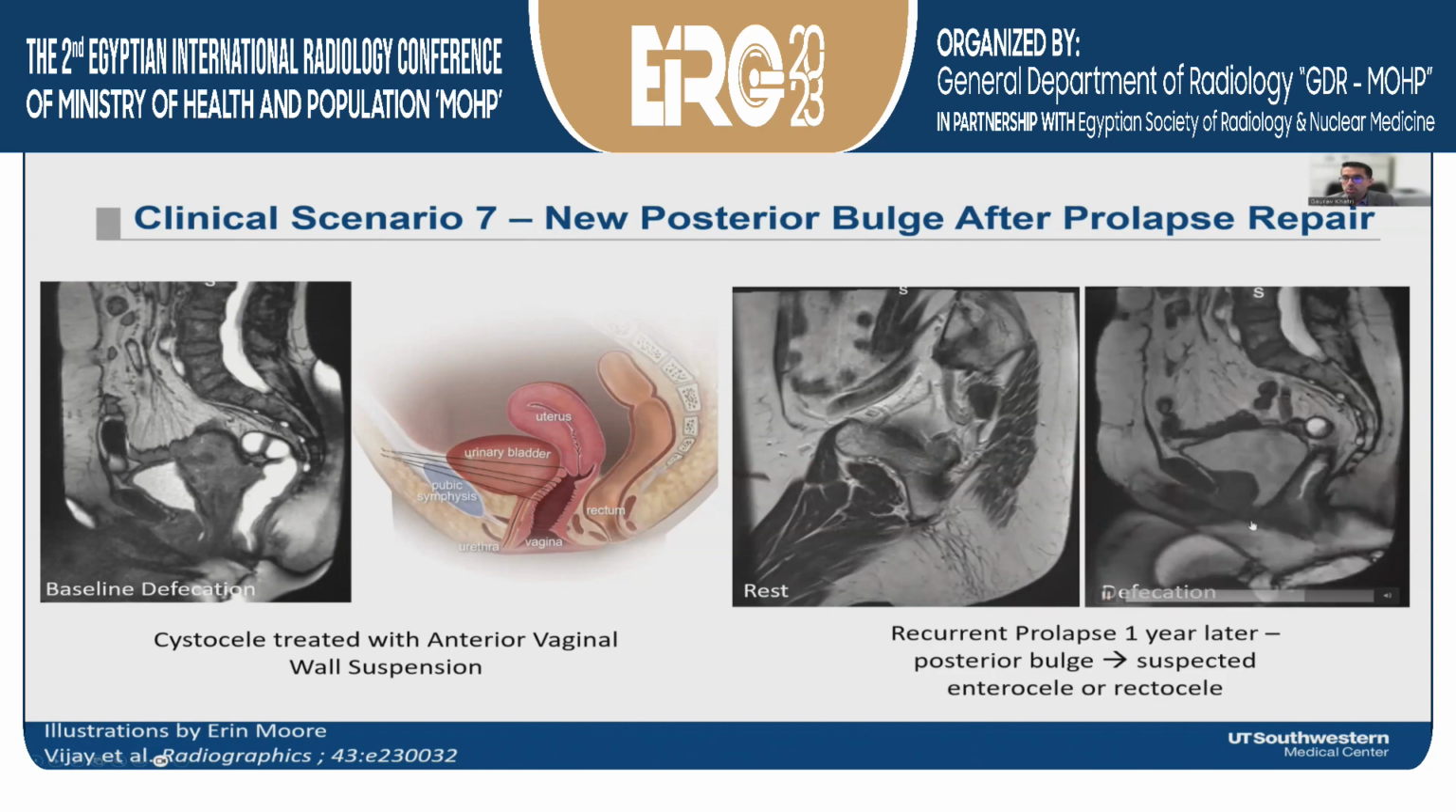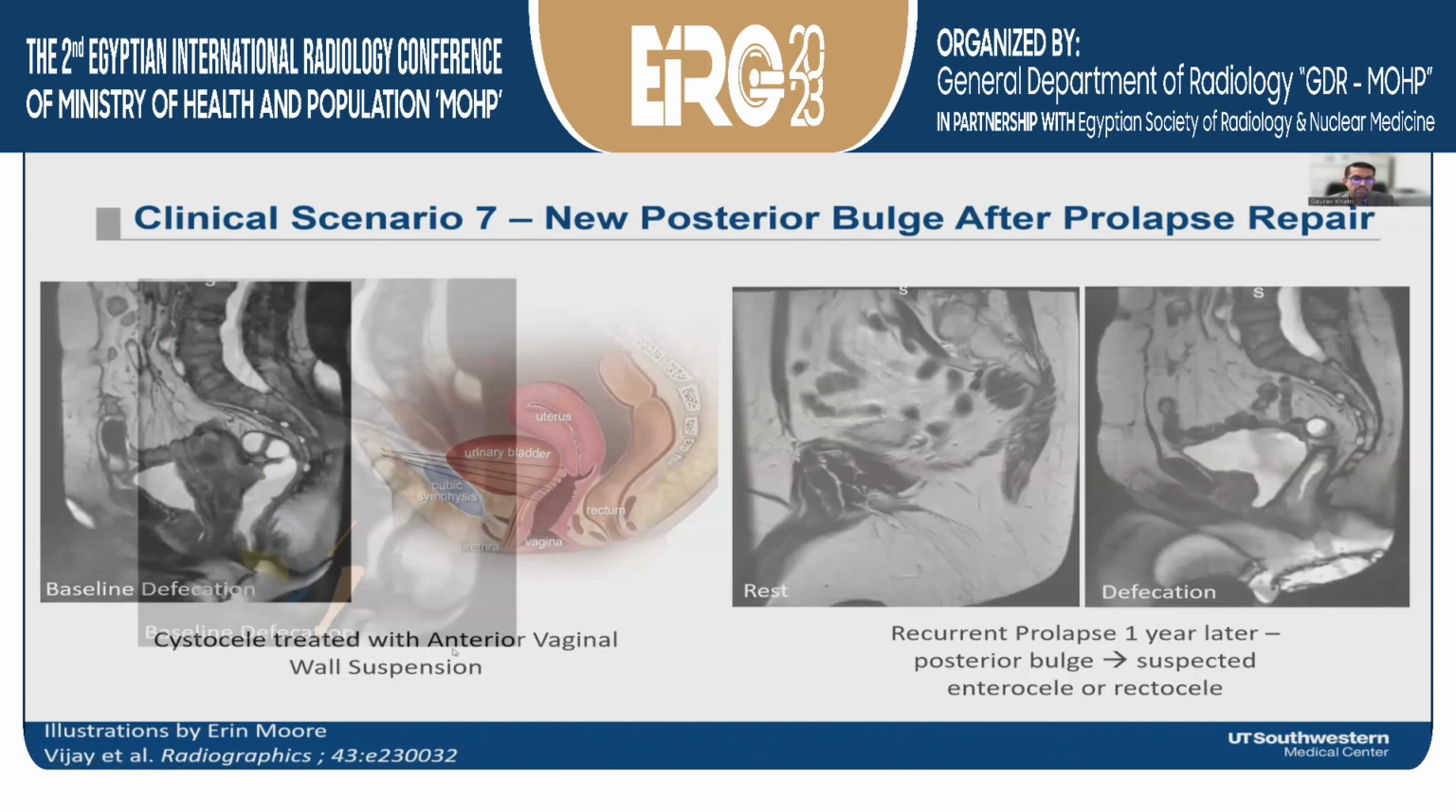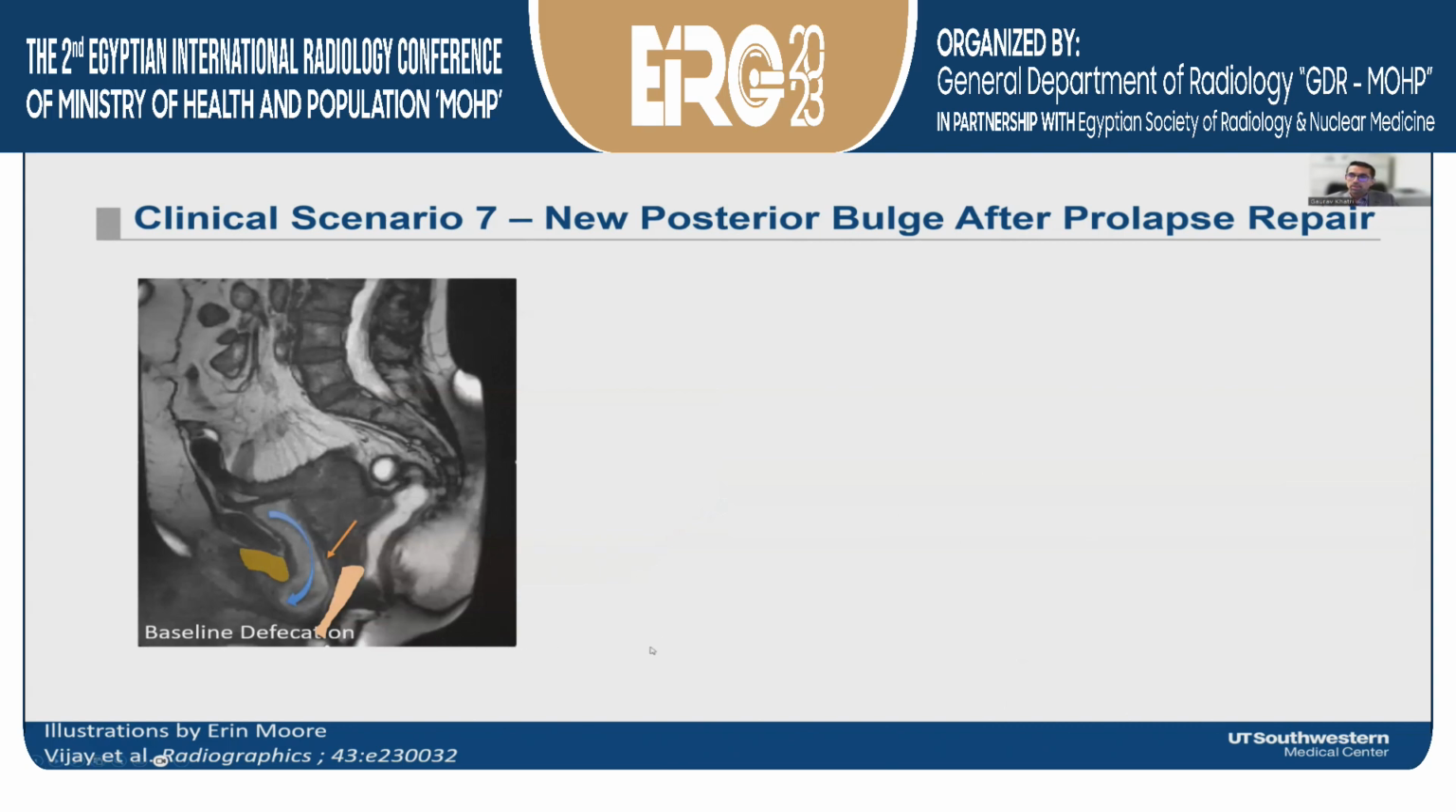So this is a very unusual case because the vagina was pulled anteriorly from the anterior vaginal wall suspension. There was prolapse of the bladder behind the vagina. So this is the baseline defecation. You can see the urethra is actually horizontal. The bladder is prolapsing between the urethra and the vagina, which is also descending.